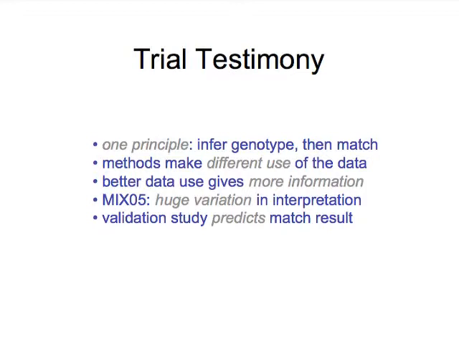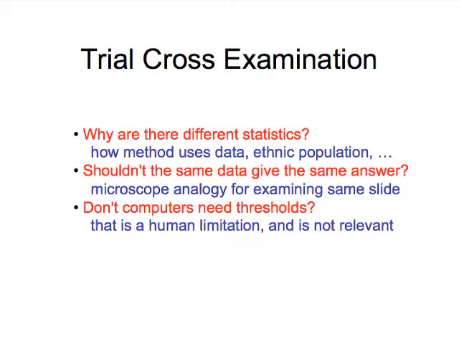That Mixed 5 study shows there is a huge variation in interpretation that the whole forensic science community in DNA knows about. 10 orders of magnitude. This isn't anything you need to make up. But the validation study that we did could predict what the match result would be. On the cross-examination, we revisited 3 themes.